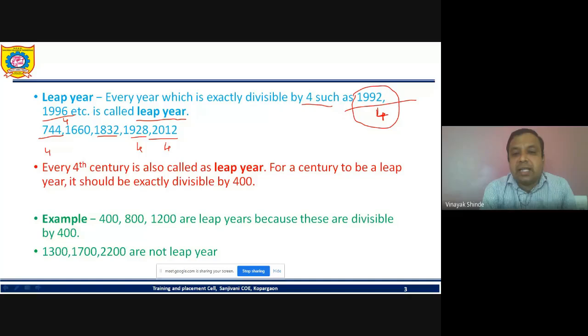Now when the year is a century year, in that case what we need to do is divide it by 400. Okay, divide it by 400.